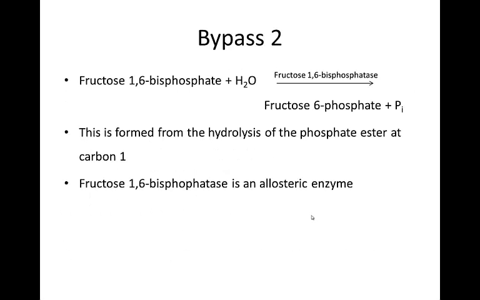The next bypass reaction is the conversion of fructose 1,6-bisphosphate to fructose 6-phosphate. This reaction is catalyzed by the gluconeogenic enzyme fructose 1,6-bisphosphatase. The fructose 6-phosphate is formed by the hydrolysis of the phosphate ester at carbon 1 of the fructose 1,6-bisphosphate. Fructose 1,6-bisphosphatase is an allosteric enzyme.